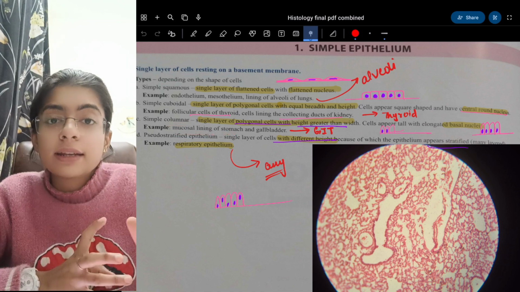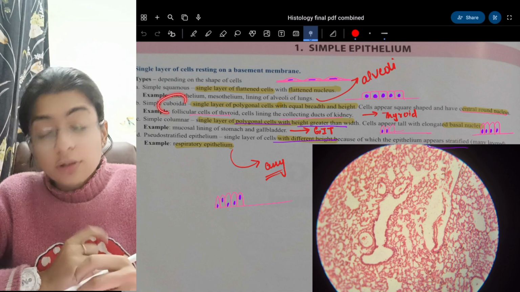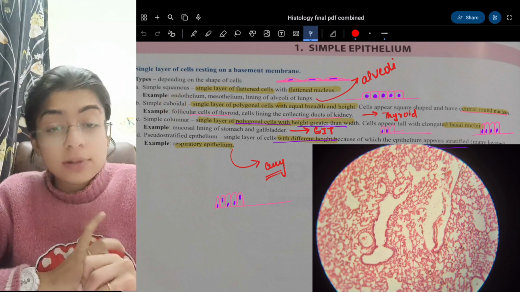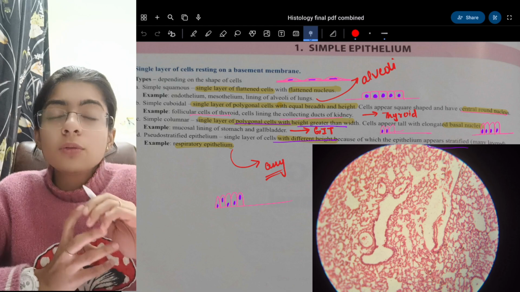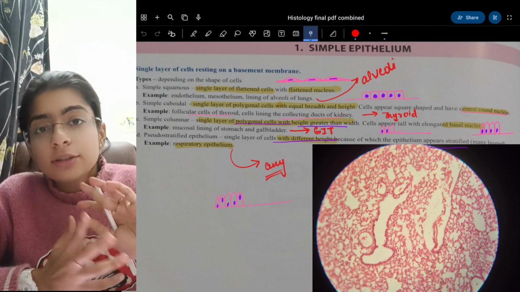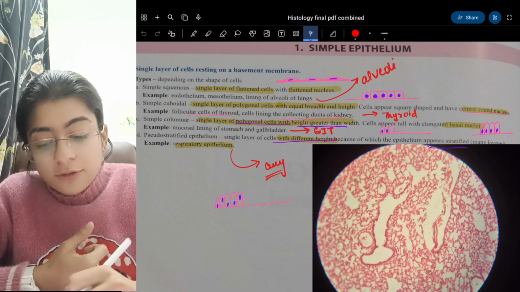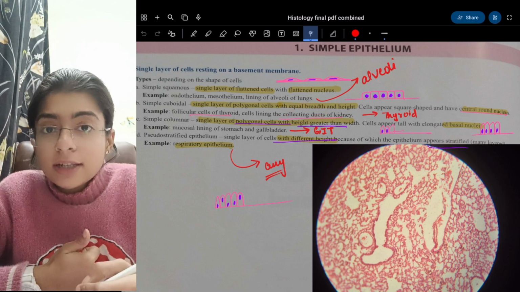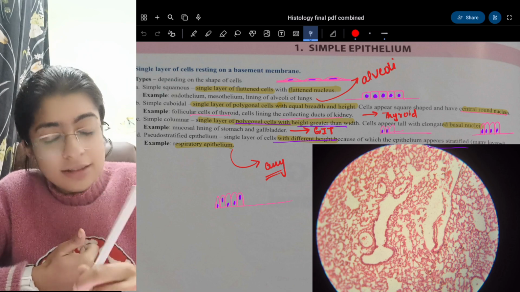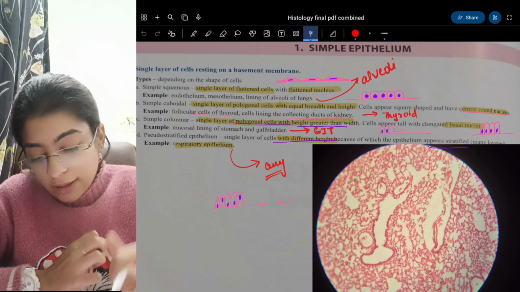Just remember the GIT, columnar. It is a thumb rule. Next, the examples of simple cuboidal: if you go to any duct of the body, in 99% you will find cuboidal, such as the collecting ducts of the kidney and the follicular cells of the thyroid. In some ducts there is an exception, but remember mainly the ducts of the body.